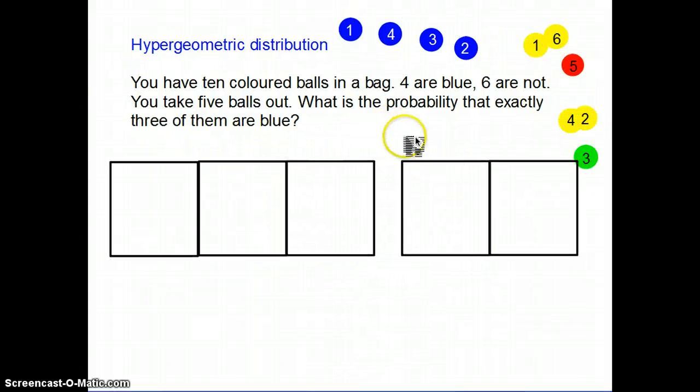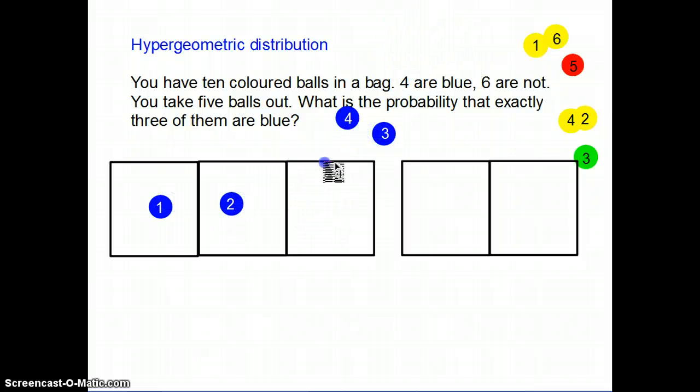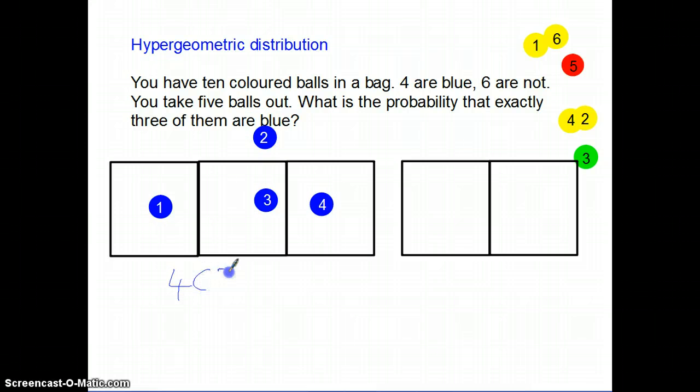So, one way to look at this is that we've got these 10 balls up here. 4 of them are blue, 6 of them are not blue, and we have 5 available spaces because we're taking 5 balls in total. Now, we're trying to work out the probability that exactly 3 of them are blue. So we could have the first one, the second one, and the third one, but we could also have the first one, the second one, and the fourth one, or the first one, the third one, and the fourth one, and so on. Now, if we are trying to take 3 items from 4, then it's 4 choose 3, which is 4 factorial over 3 factorial 1 factorial, which is 4.